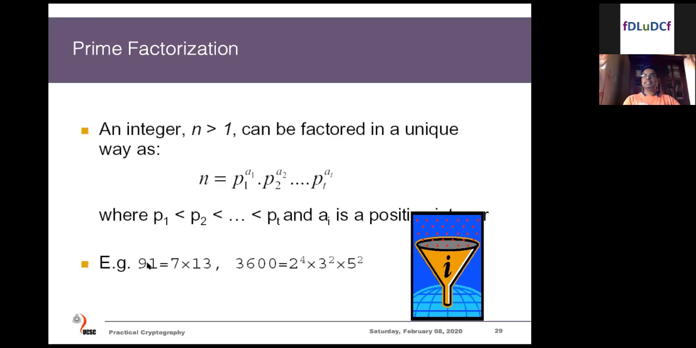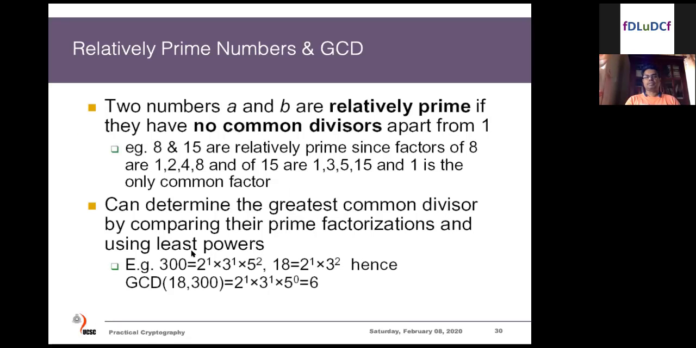If this number is a huge number, like a 100 digit number, factoring it into its prime factors is impossible in real time. So RSA depends on this equation, right? In order to further understand how RSA works, we need to understand another concept, which we call relatively prime numbers.